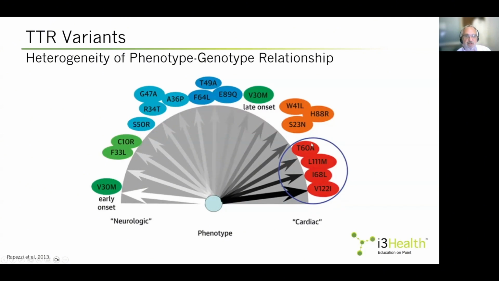variants over here. Thr60Ala, the patient we're interested in, has a predominant cardiac, but also kind of a neurological phenotype. The V122I is much more often cardiac. This is the Leu111Met mutation seen in Danish individuals, and the I68L seen in people of Italian descent.